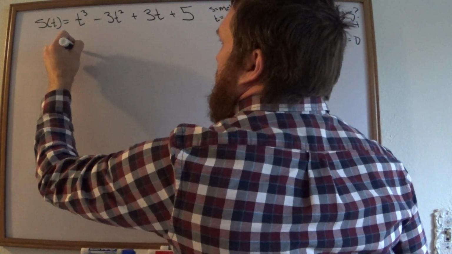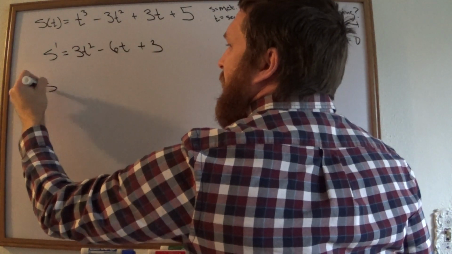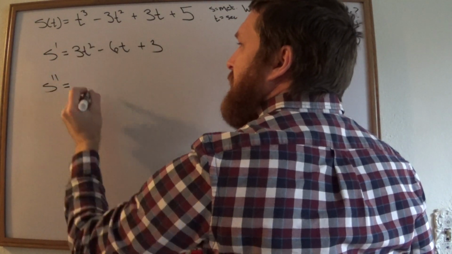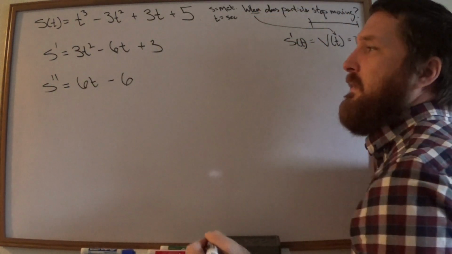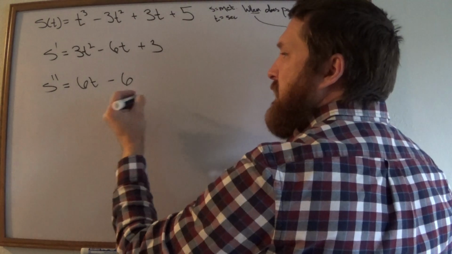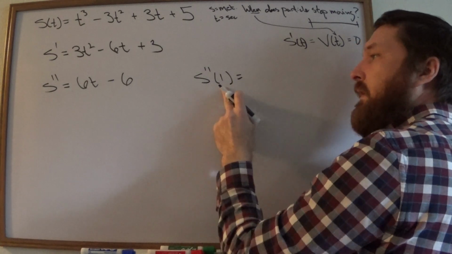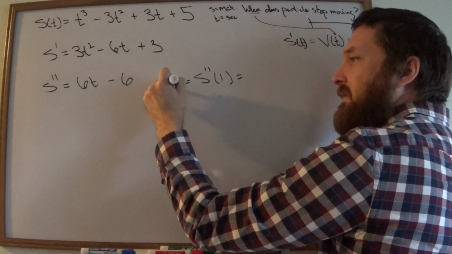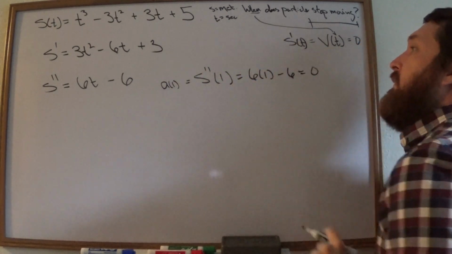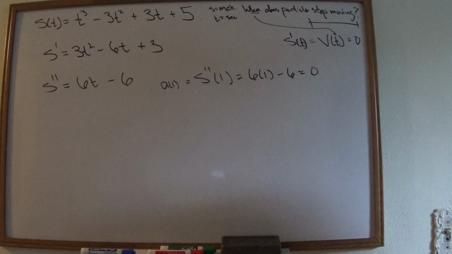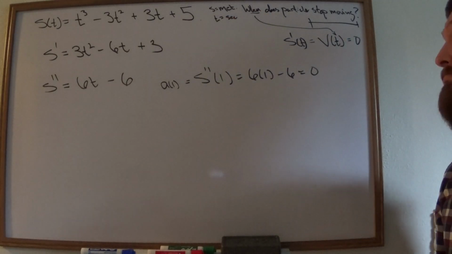Let's do this real quick. We had 3t squared minus 6t plus 3. And s double prime is 6t minus 6. And we want to know what is its acceleration at time equals 1. Plug in 1, and it turns out to be 6 times 1 minus 6, which is a big fat 0. So both the acceleration and the velocity go to 0 at that time. I didn't know that when I wrote that up there. That's interesting.